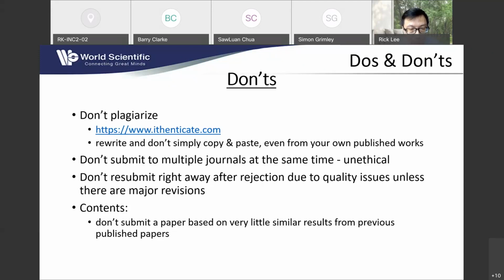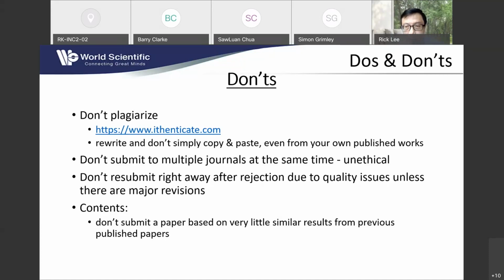The next one is: don't resubmit right away after rejection due to quality issues. This one is feedback from one of our managing editors. Nowadays, because people are under high pressure to publish, some of them graduate students, PhD students who want to graduate, need to have the paper published. But they get rejected because of some quality issue. Because of the timing and all these reasons, they make minor corrections and try again.